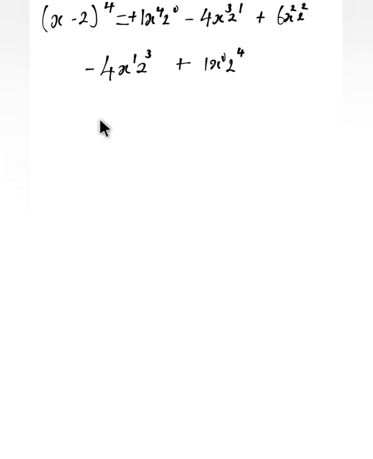So if we simplify this down, it gives us x raised to the power 4 times 2 raised to the power 0, and 2 raised to the power 0 is 1. So we'll be left with x raised to the power 4 minus, this is 4 times 2, which is 8, x raised to the power 3, plus 6 times 4, 2 raised to the power 2 is 4, 6 times 4 is 24, x squared, minus 4 times 8 is 32x, plus x to the power 0 is 1, 2 raised to the power 4 is 16.